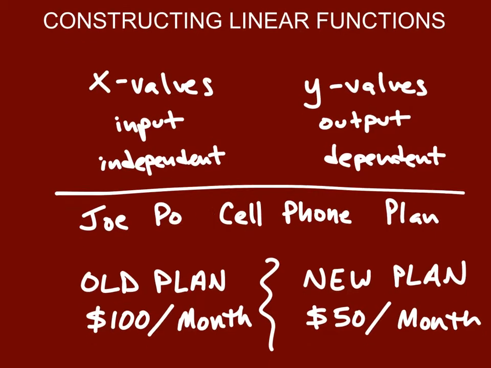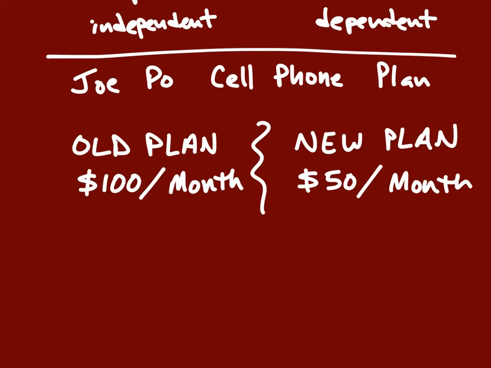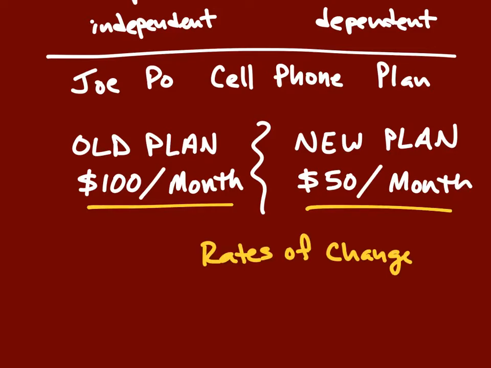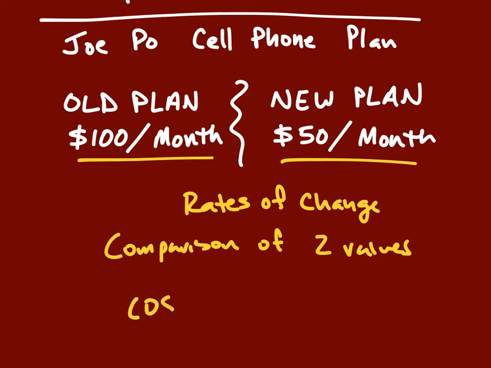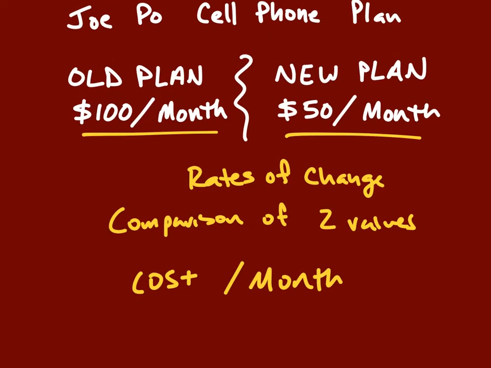When I talk about this cost per month, each of these is what we call a rate of change. A rate of change is a comparison of two values. In this case, we are comparing my cell phone plan cost and month, and we use the phrase cost per month. Anytime that you see the word per, that is going to be a rate of change.